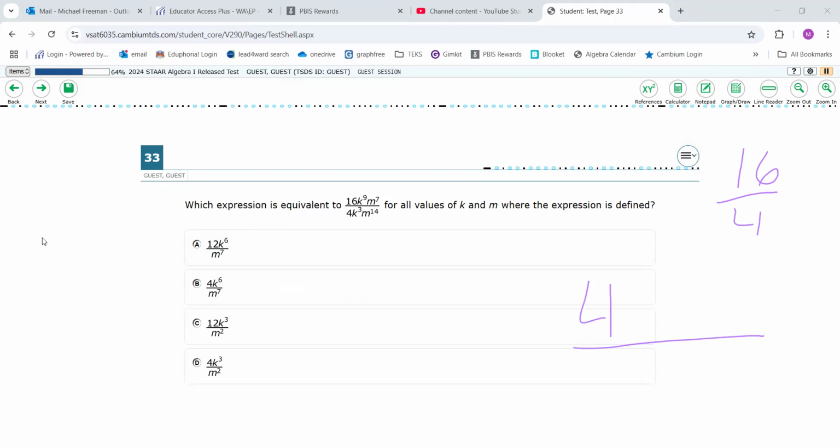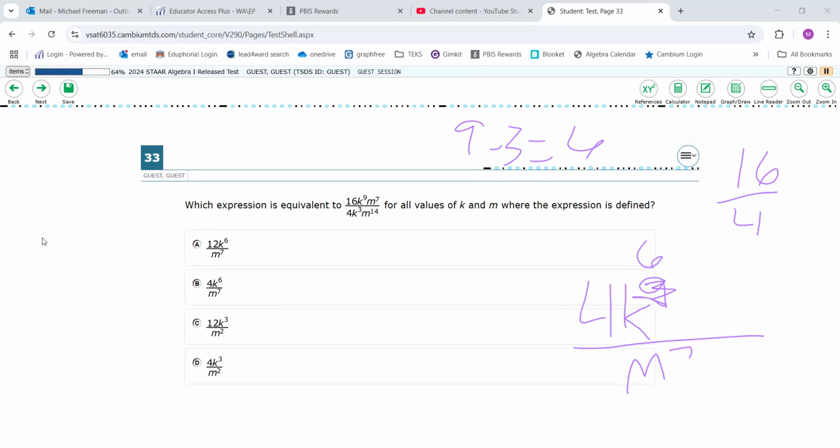Well, now I'm looking at my variables. I have k to the ninth over k to the third. And we always say, who's got more k's, top or bottom? Well, top has more. How many more? Six more, right? Because 9 minus 3 is 6. So now let's get our m's. Who's got more m's, top or bottom? Well, bottom has more by 7, right?